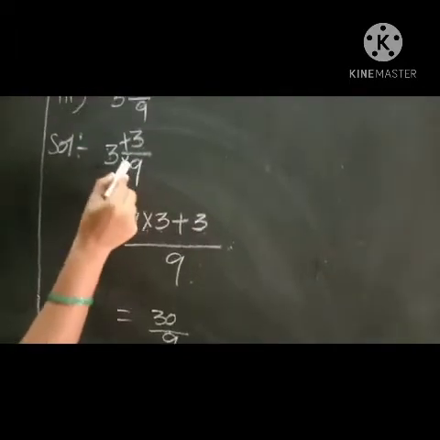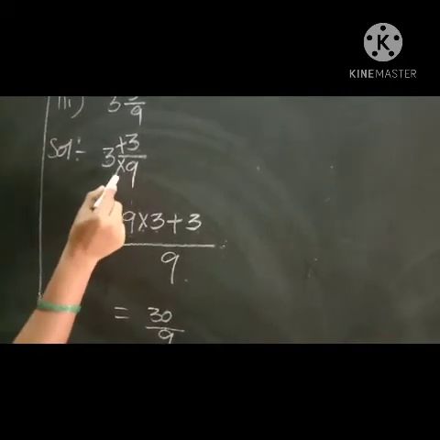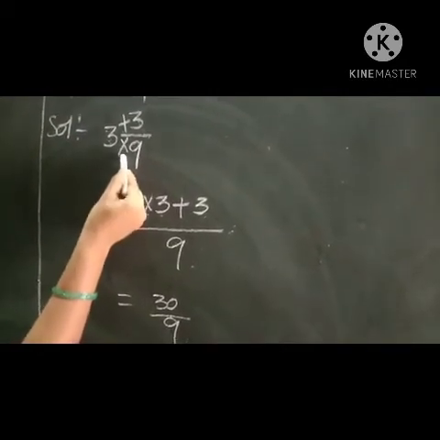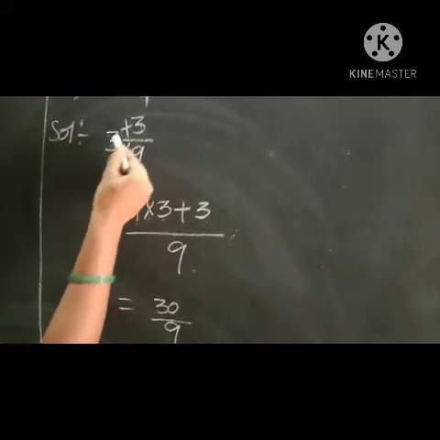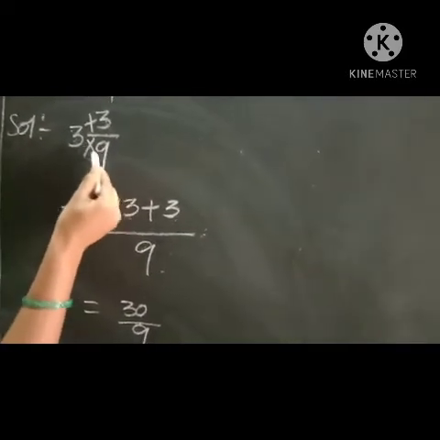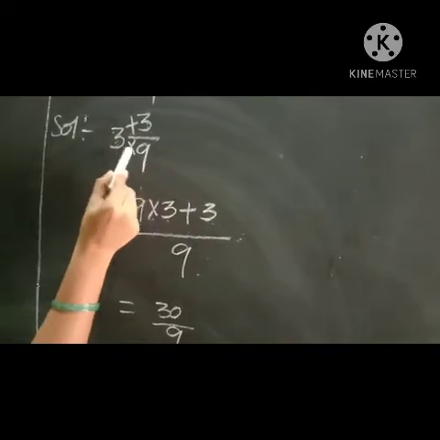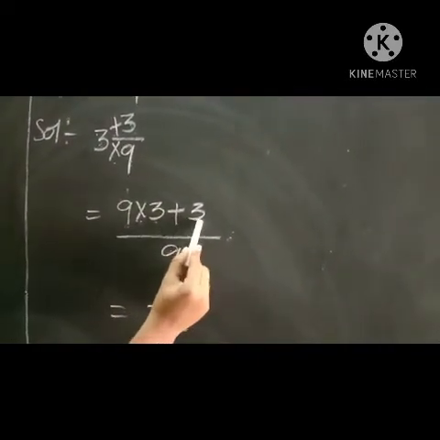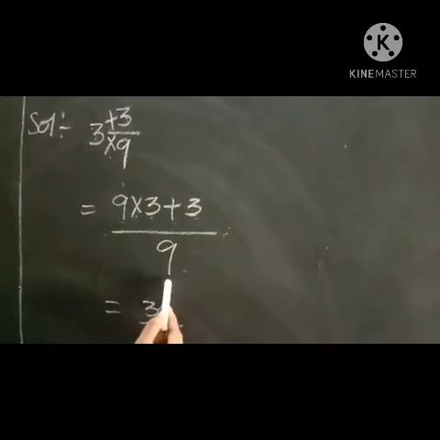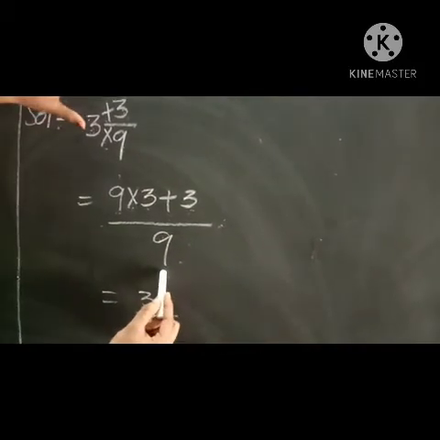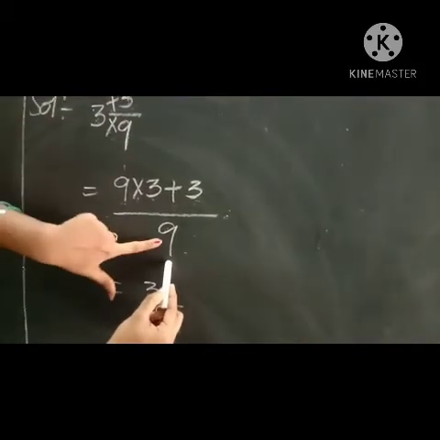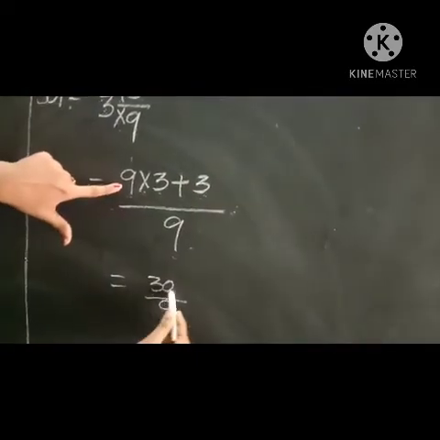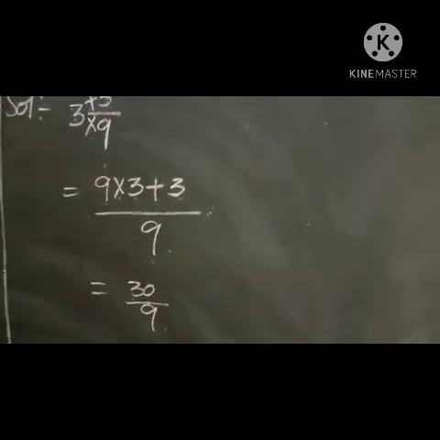See here, children, between 3 and 9 we write into, the multiplication of these two numbers. And between these two numbers we write plus. 9 into 3 plus 3 by the denominator. What is the constant here? 9. Here also we write the denominator 9. 9 threes are 27, plus 3 equals 30 by 9.